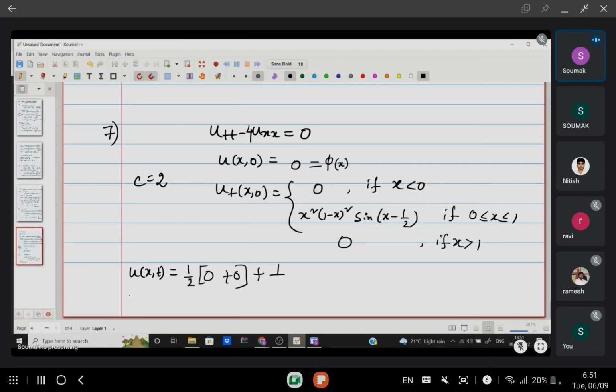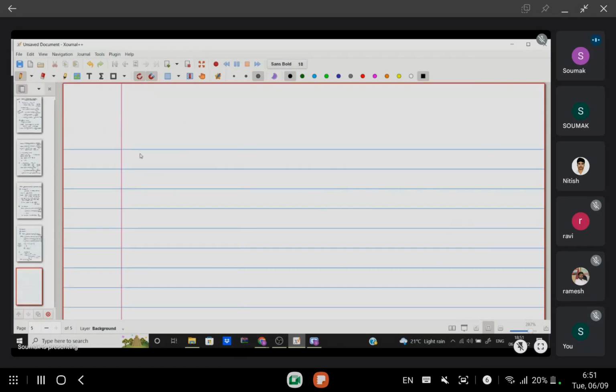Understand? There is 4, you have to take the square root of 4. So 1 by 2c times the integral from x minus ct to x plus ct of psi(s) ds. I will write psi on the next page. So u(x,t) becomes 1 by 4 times the integral from x minus 2t to x plus 2t of psi(s) ds.